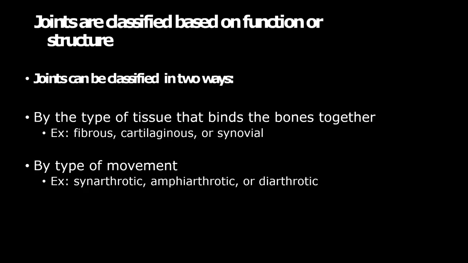By the type of movement is also going to be another way that you can classify these types of joints. And so it could be something that we refer to as a synarthrotic. It could be an amphiarthrotic, or it could be a diarthrotic. So we're going to use both of these things in order to classify these types of joints. So it's function and structure.